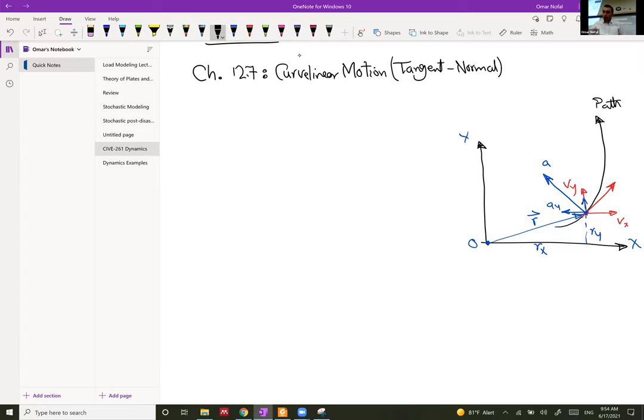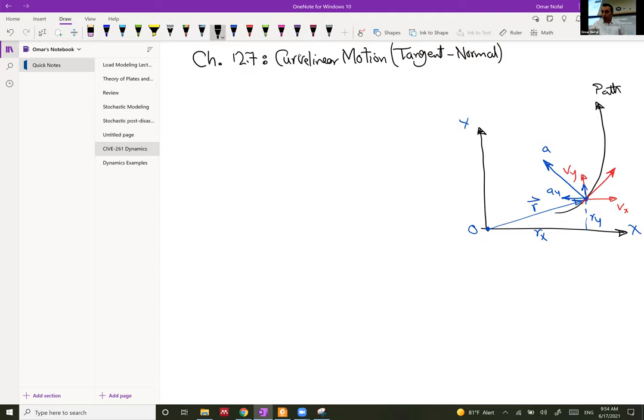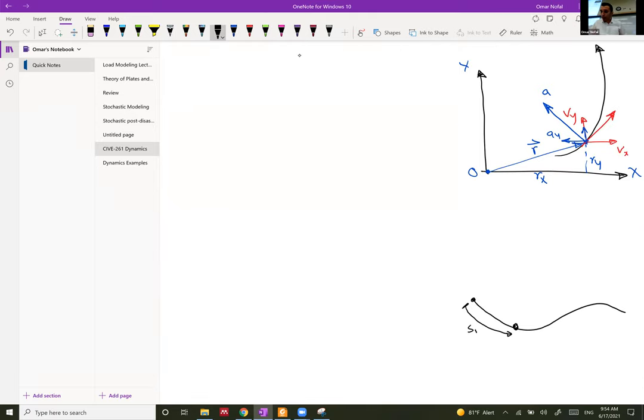So for the tangent normal coordinate system, if you have the path like this, and you have the particle at some location here, and here's how we measure the distance. So this is S1, and this is S1, and this is S2. If we want to get the position, we can define it using S.